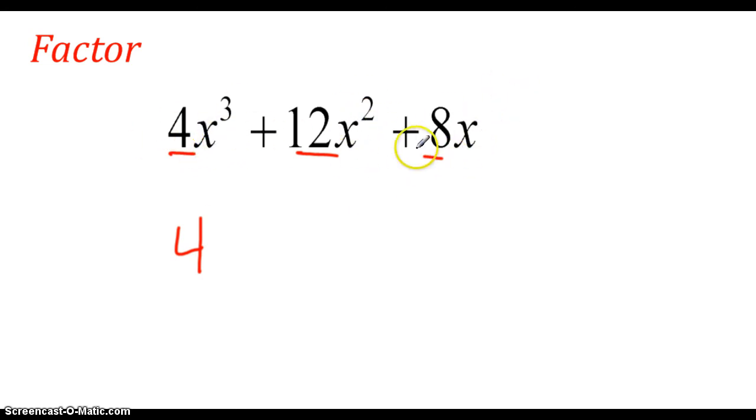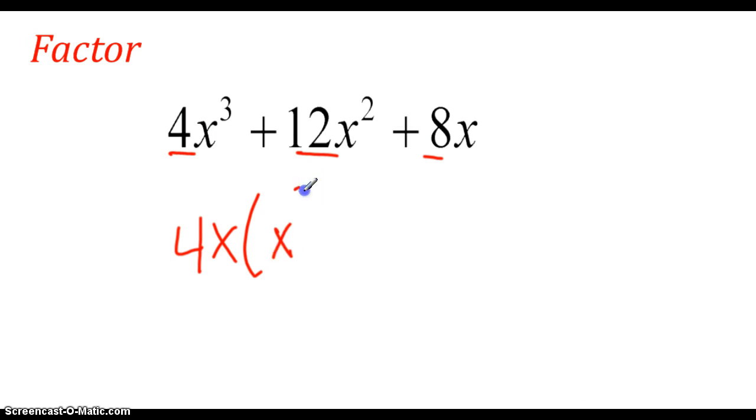So the least amount of friends somebody has is 1 friend. So that's what I can take out of each term. Then I need to do my parentheses, and I need to put a trinomial back in here that if I multiply this times this, I would get this. So be careful. 4 times what would give me 4? 1. I don't need to write 1.